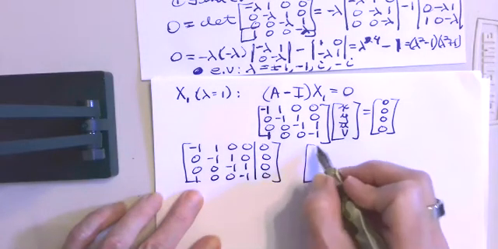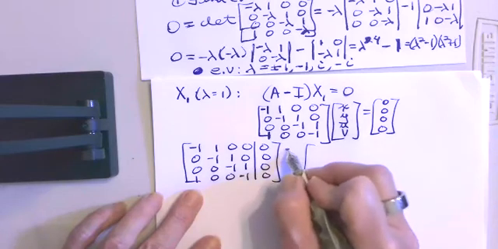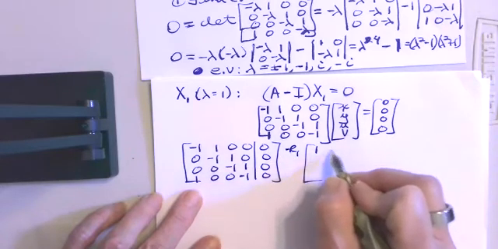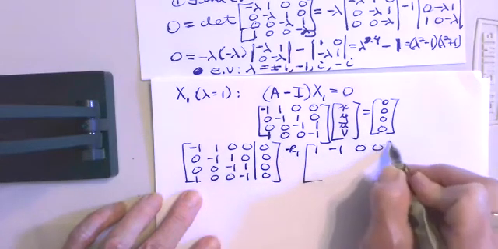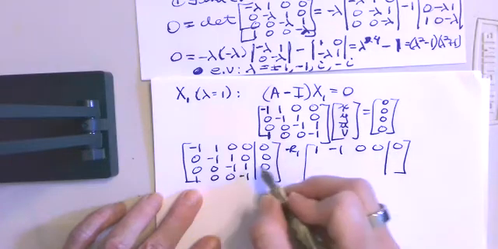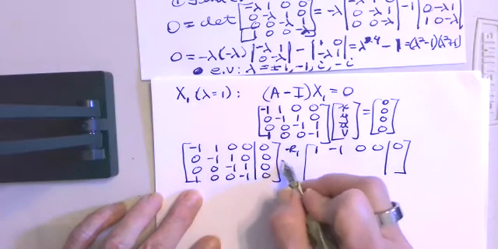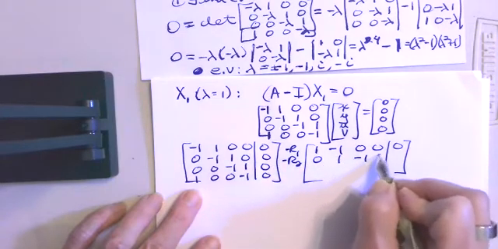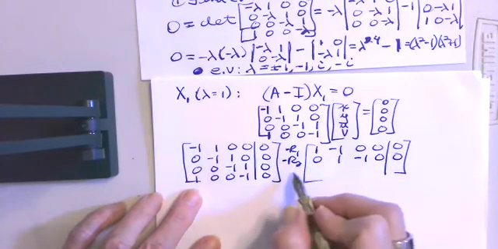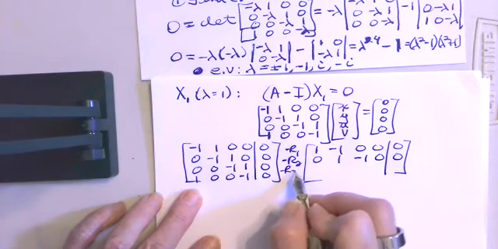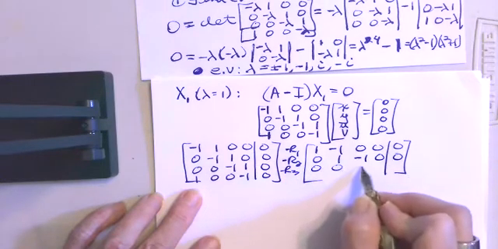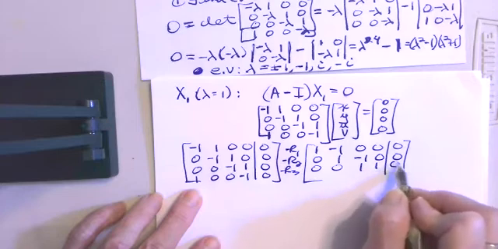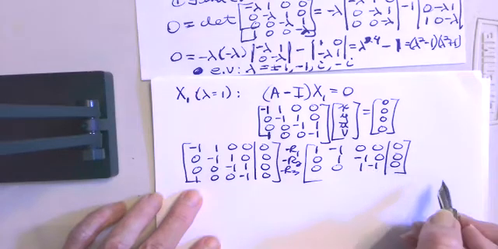So to get rid of the first row, let me go minus row 1. That's 1, minus 1, 0, 0, 0. And then the second row is in good shape, but I'm going to go ahead and multiply by minus row 2. So that'll give me 0, 1, minus 1, 0, 0. And let me go ahead and do minus row 3 while I'm at it. So I'll get 0, 0, 1, minus 1, 0.